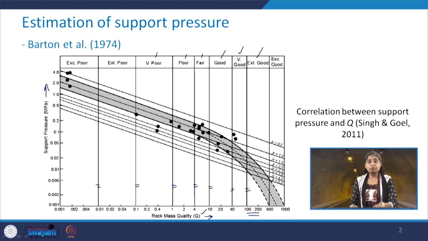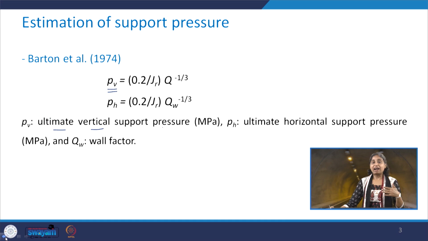So how do we make use of this plot? You can see some inclined lines, which correspond to the various values of Jr, varying from 0.5 to 5. Barton et al. in 1974 proposed these expressions for the determination of vertical and horizontal support pressure, and these were all empirical, so we need to be careful about the units.